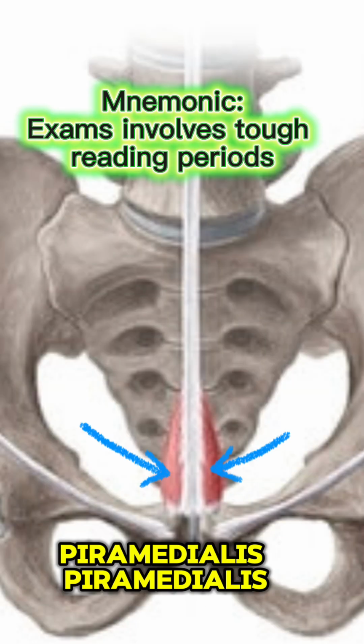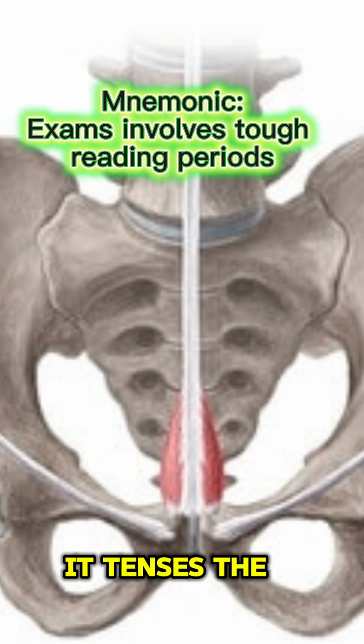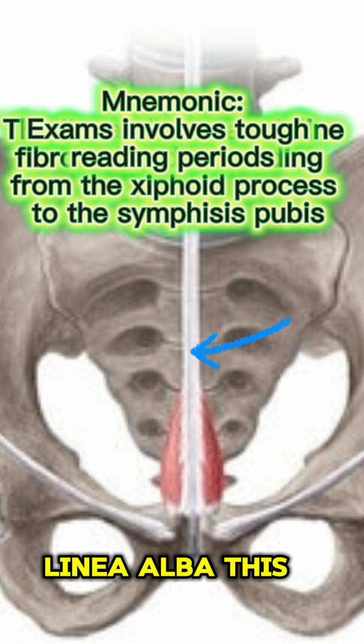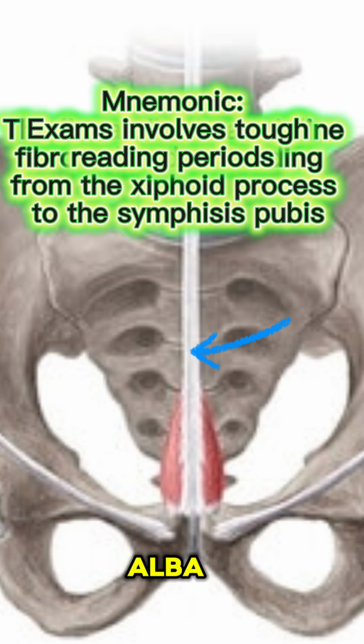This is the pyramidalis. It tenses the linea alba. This is the linea alba.